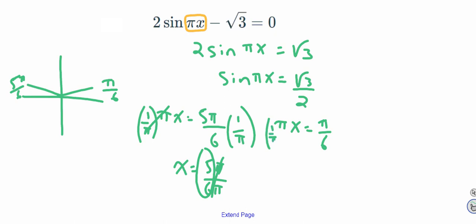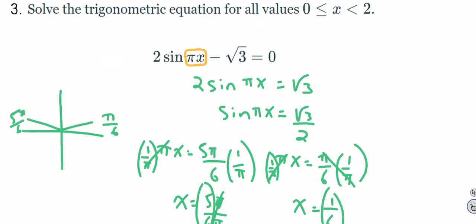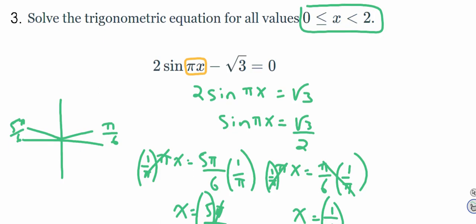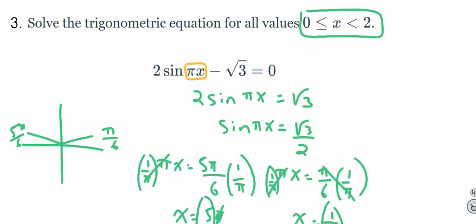We're going to do the same thing over here. I'm kind of running out of space. Another way to do it is just to say the pi's cancel out, and then we've got 1/6. You could do it either way. So we've got 1/6 and 5/6, and that makes sense for why they gave us the parameters for the range, from 0 to 2. So let's make sure we're in that. 1/6 is and 5/6 is. And so we're good to go there.